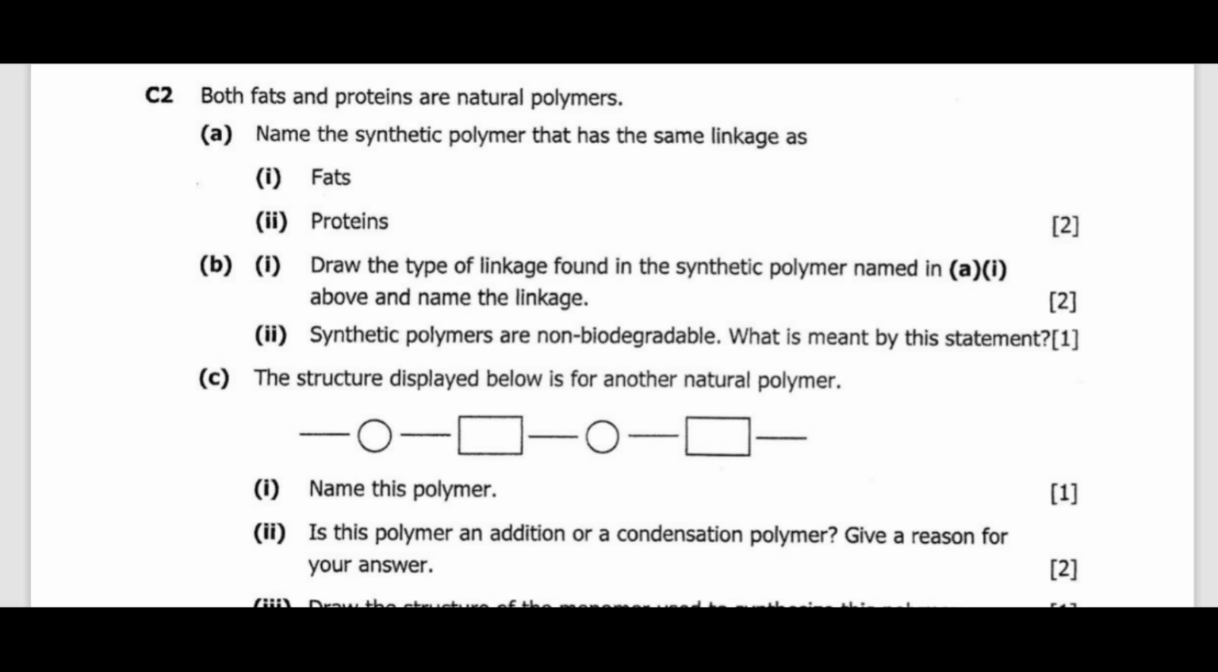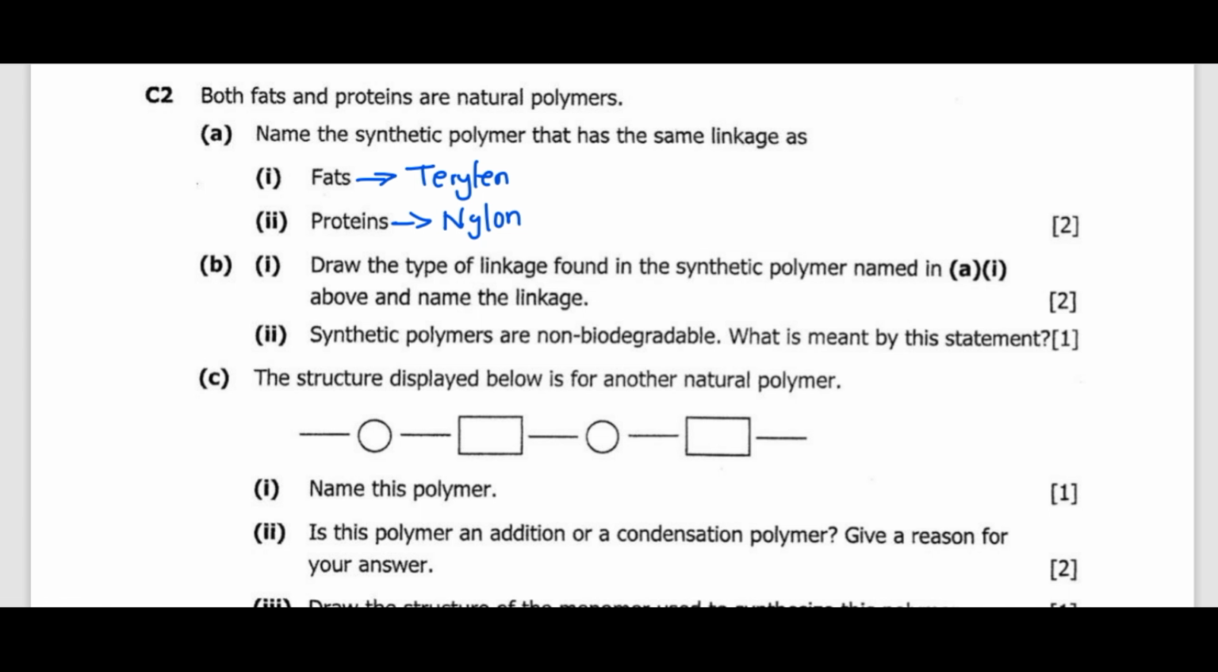Both fats and proteins are natural polymers. Name the synthetic polymer that has the same linkage as the fats. So the synthetic polymer with the same linkage, we have polyester. Then proteins share the linkage with nylon. Remember, polyester and nylon are man-made.